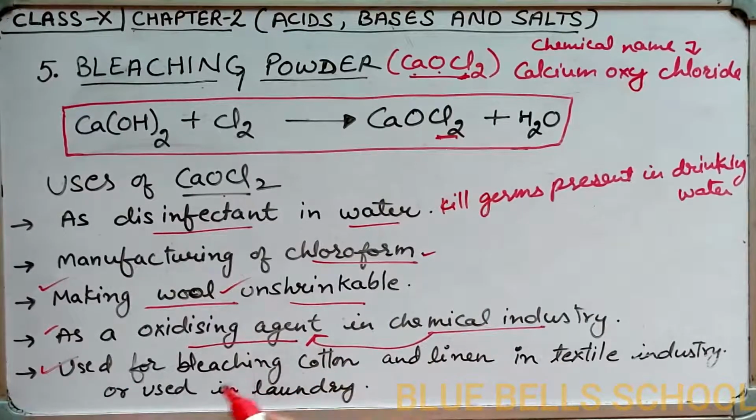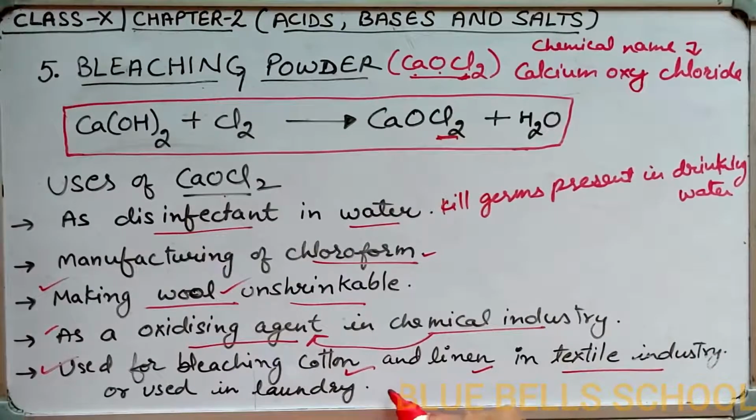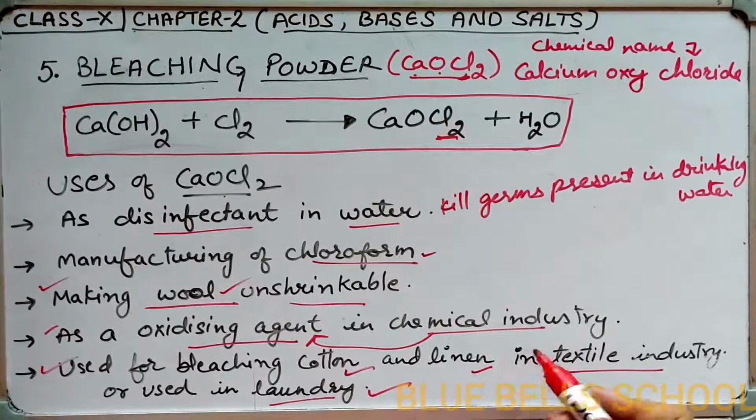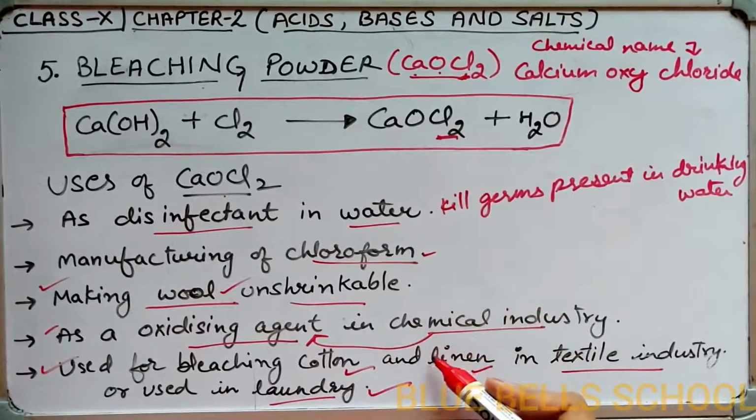Another use of bleaching powder is for bleaching cotton, linen, etc. in many textile industries. It is also used in laundries where clothes are washed and pressed. These are the number of uses of bleaching powder.